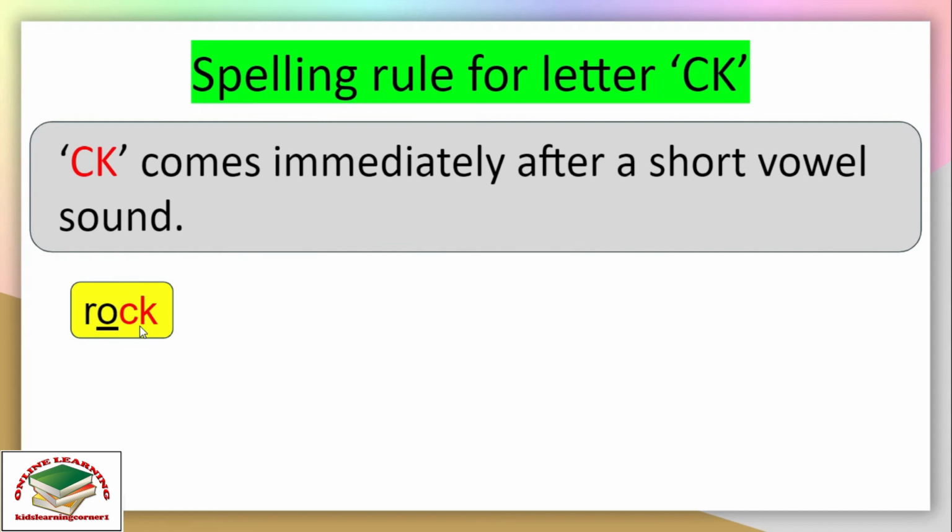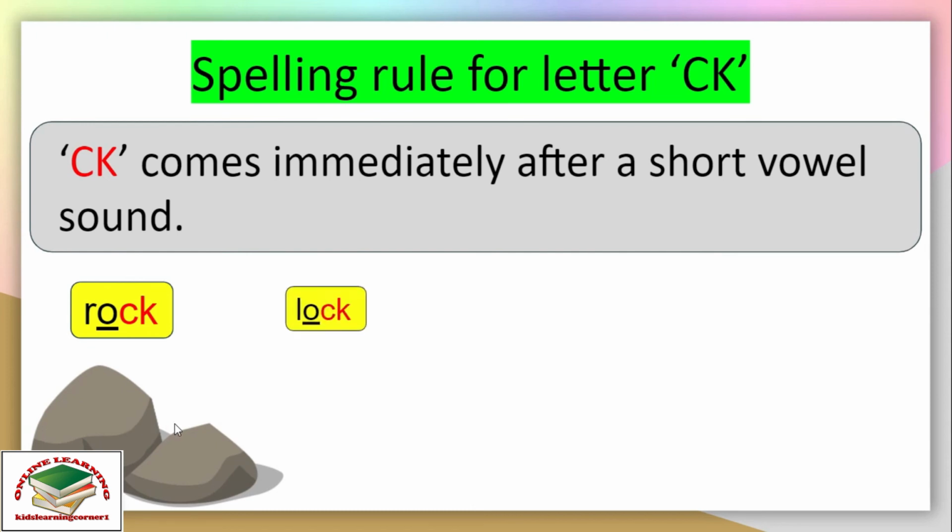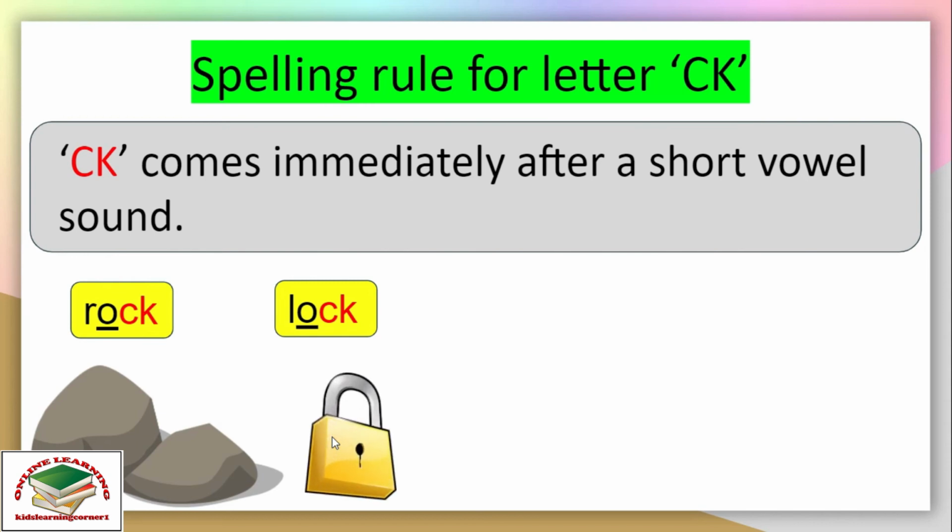Rock. Here R-O-C-K. Here CK sounds K. Here O is a short vowel sound. What is the rule? CK comes immediately after a short vowel sound. Rock. This is rock. Lock. This is lock.